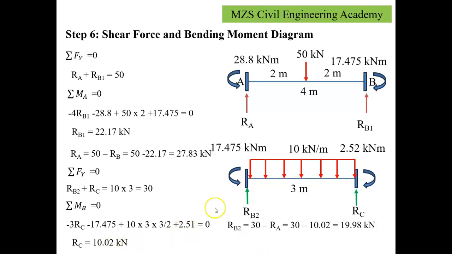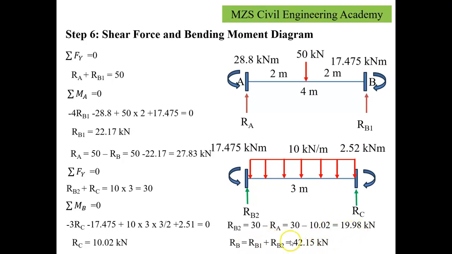Now we'll do the back substitution with reference to the summation of forces in the vertical direction for span BC. We get 30 minus RC as the resultant value of RB2, which comes to be 19.98. Now RB we are getting from both the spans, so we'll add RB1 plus RB2 to get the final value of RB, which comes to be 42.15, meaning the addition of 22.17 plus 19.98 comes to 42.15.